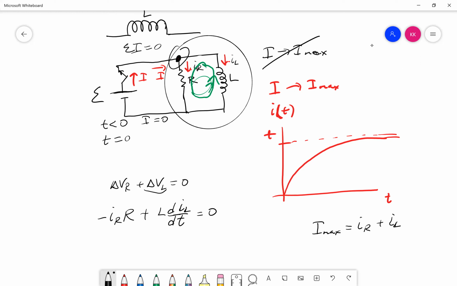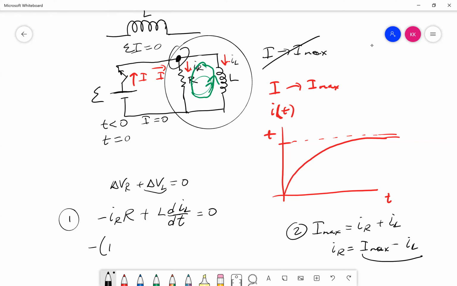Okay. Now, coming back to this equation, let's call this equation 1. I can have this equation 2 where I can rearrange and solve for the resistor current, which will be the maximum current minus the inductor current. Okay. Then I come back here to equation 1, and replace the current to the resistor with this difference of the maximum and the current to the inductor.